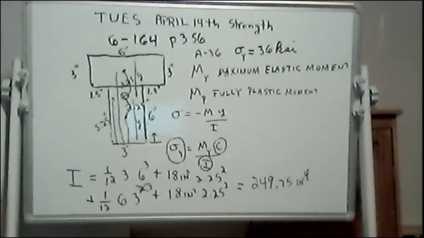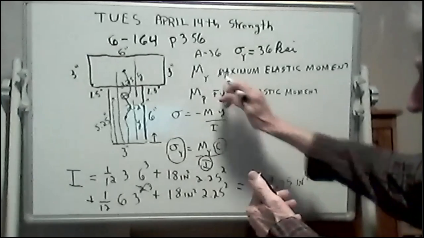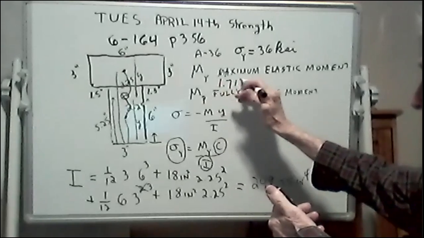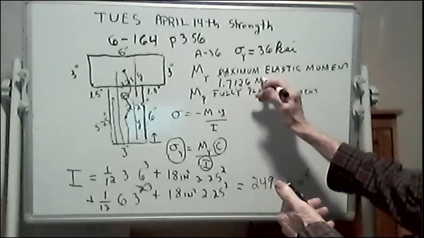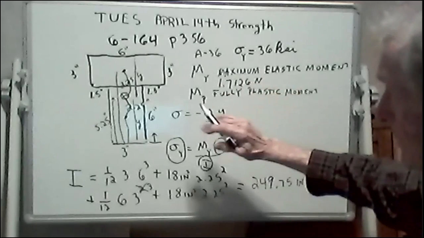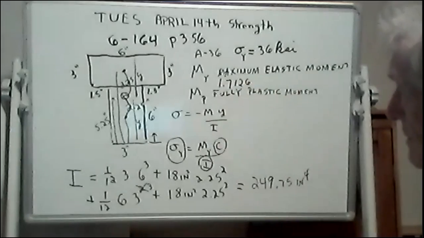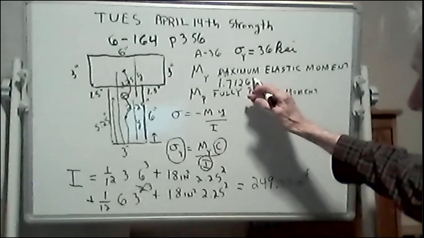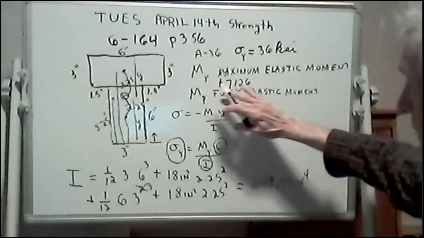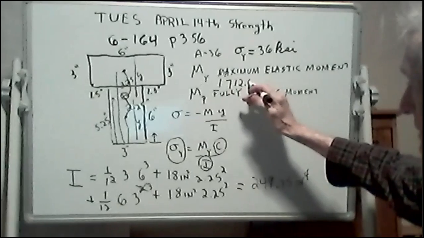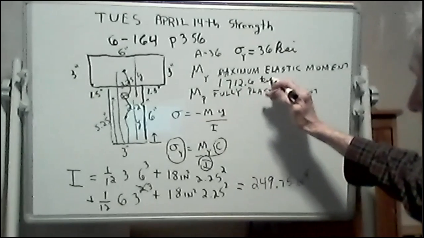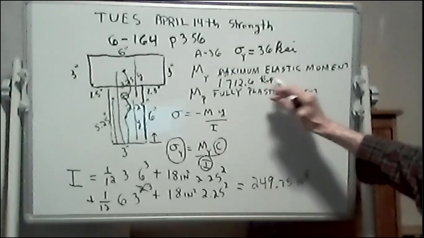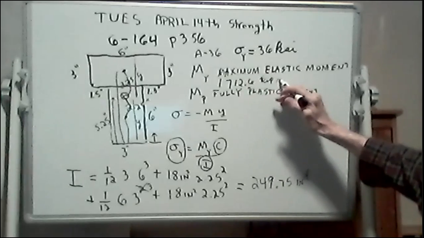Well, I got an answer. I'm getting a maximum elastic moment of... well, now these are in mega pound inches. Yeah. I tell you what we could do to make it fancy. KSI? No. Kip inches. There we go. Because it's a moment.